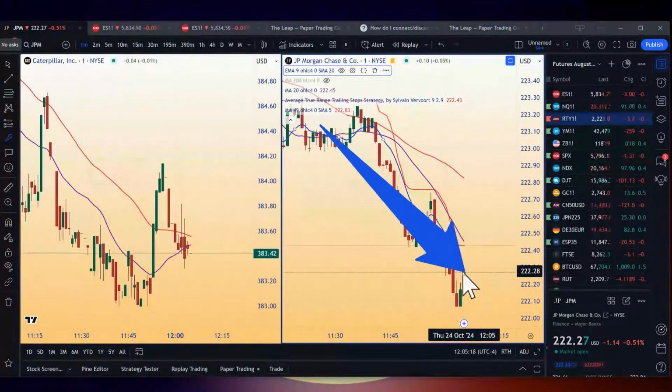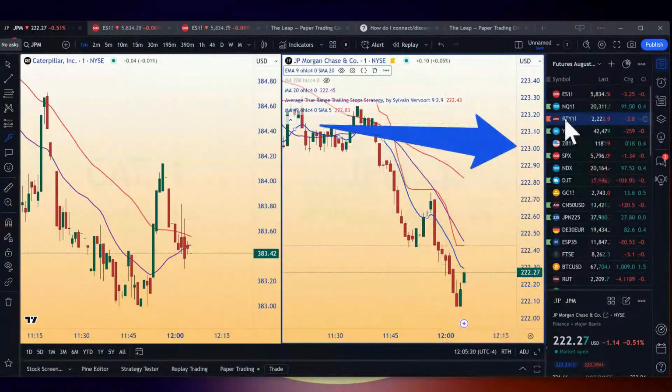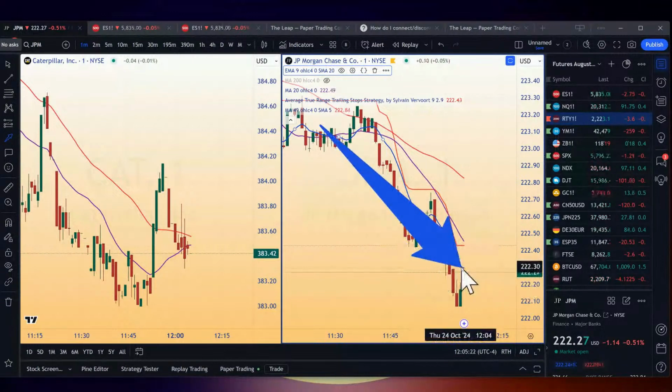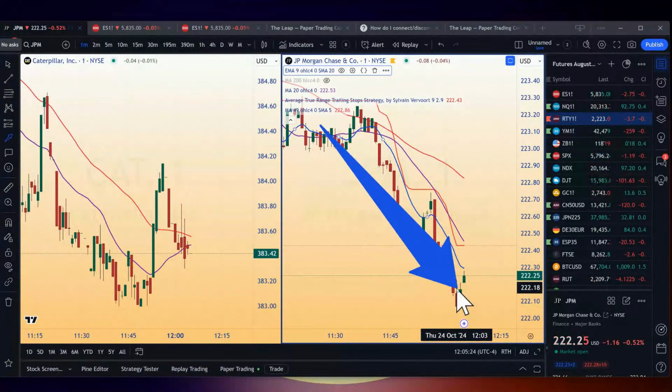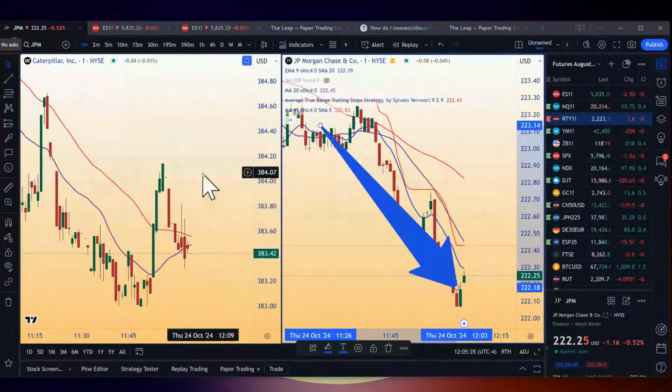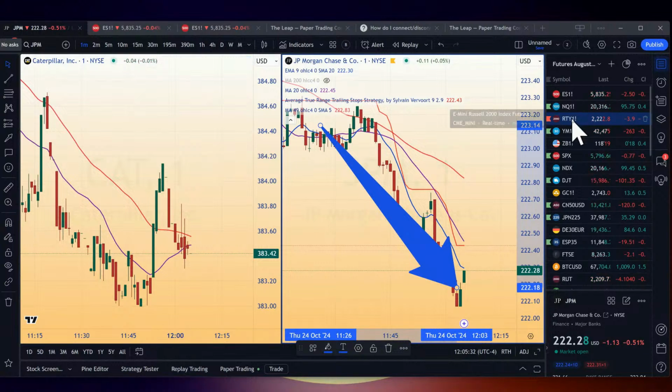So yeah, I get out of the rest here, but if the Russell has another leg down, I'm not getting out of the rest. We just talked about the blip to 222.15. There it is. Longer term, I think it's going a lot lower, unless the Russell goes crazy.